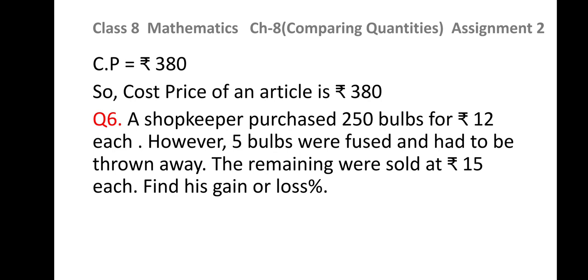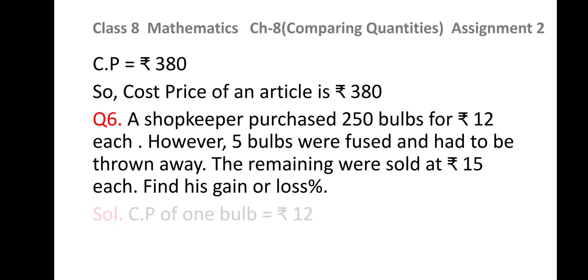The remaining were sold at rupees 15 each. Now this shopkeeper has sold 245 bulbs for rupees 15 each. Find his gain or loss percent. We are supposed to find the gain or loss percent. First of all, you need to read the statement very carefully so that you understand what is to be done in this question. Now, as I have discussed every statement of this question, you must be clear now what is to be done. So let us see now the solution.